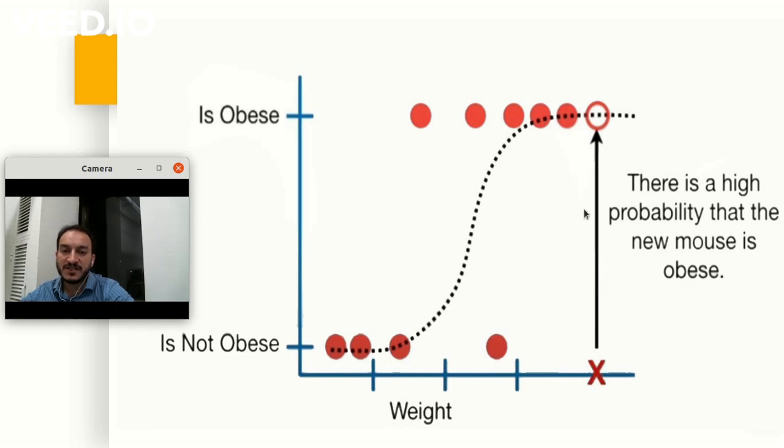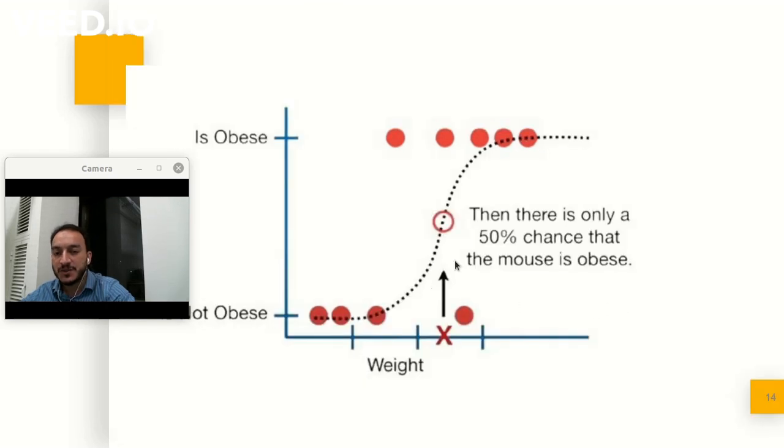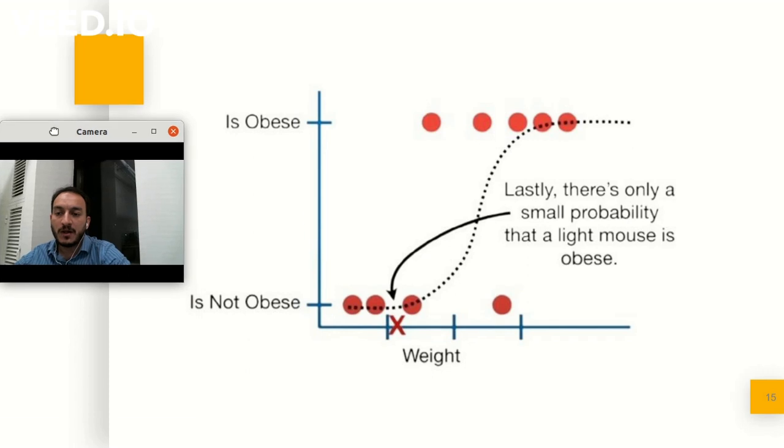So here we can see that it is almost 100% sure the mouse is obese if the weight is this one. This is another case in which we have an intermediate value for the weight, and here we are 50% sure that the mouse will be obese. Here we can see that the probability of being obese is almost 0%.